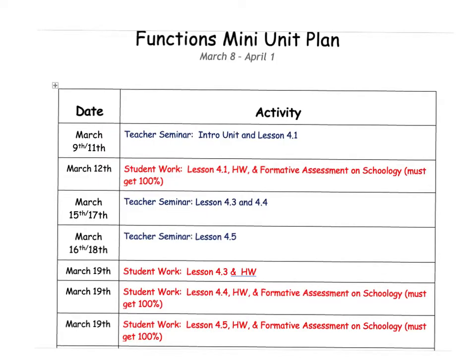Here is the mini unit plan. It's not even really a mini unit, but we're going to call it that. We're going to start it on Monday, March 8th, and it's going to go all the way up to spring break, which is April 1st, the last day that we are in school before spring break. This is the first week, and there's a lot of things, but you'll see how I have it set up. This is cohort 1, and this is cohort 2. If there are 2 dates, the first one is cohort 1, the second one is cohort 2.